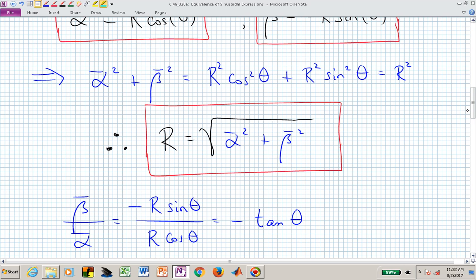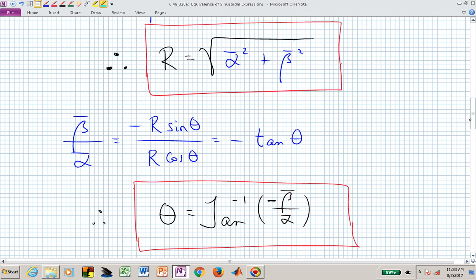To find theta, let's now just take the ratio of beta bar to alpha bar, or minus r sine theta over r cosine theta. The r's cancel. Sine over cosine is just the tangent, and we now have beta bar over alpha bar as minus tangent of theta. We can take the inverse tangent of both sides, maybe after we've multiplied the numerator by minus 1, so that now we have a way of isolating the angle theta associated with the sine and cosine summation form of this f of t expression.